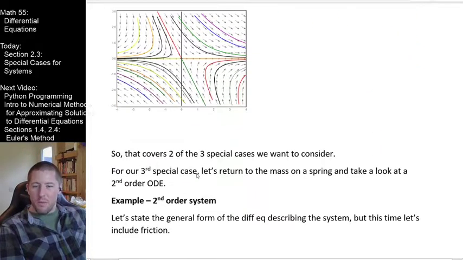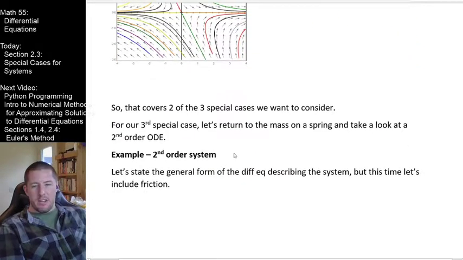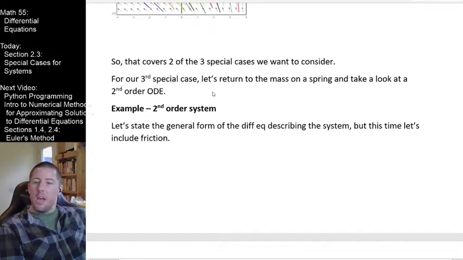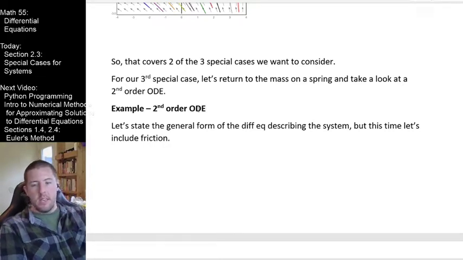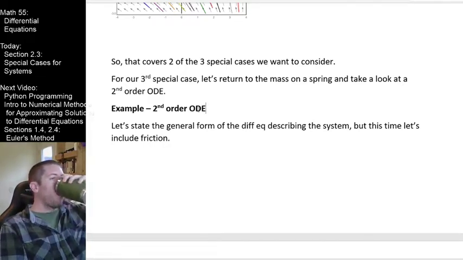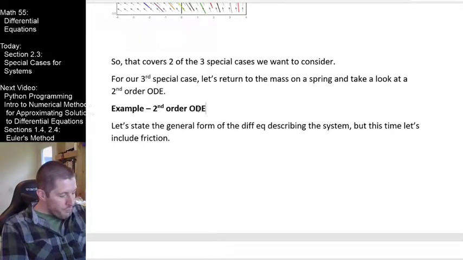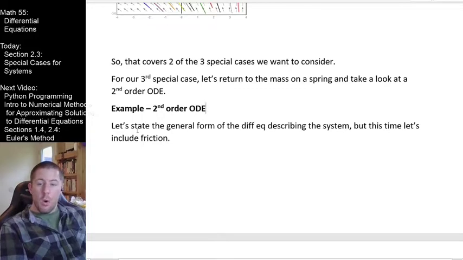Cool. So that covers two of the three special cases that we want to consider today. For our third special case, we're not going to talk about systems. We're going to talk about a second order differential equation right there, not a system. And we want to see what's so special about these that we can actually handle these already. So here's what we're going to do. We're going to return to our mass on a spring.